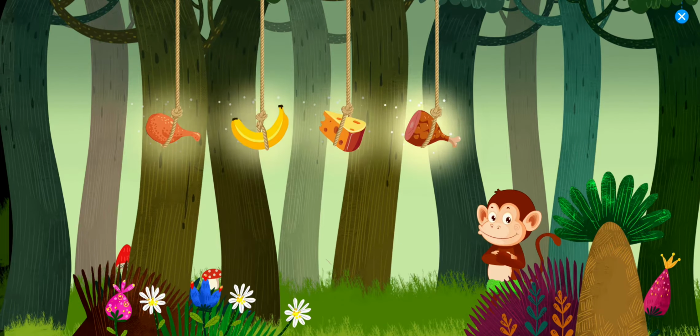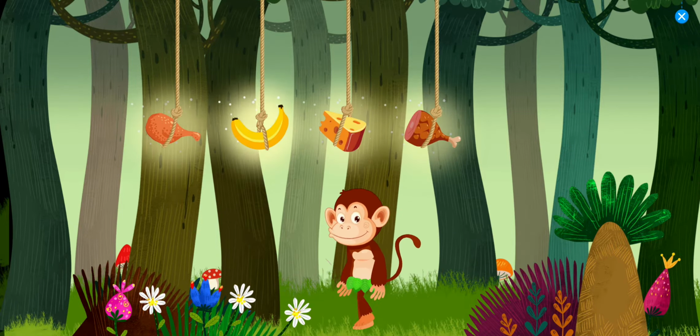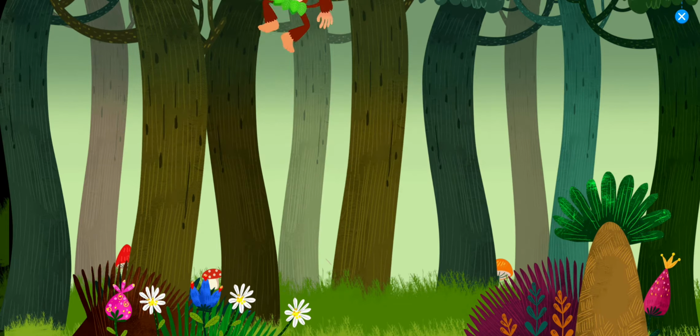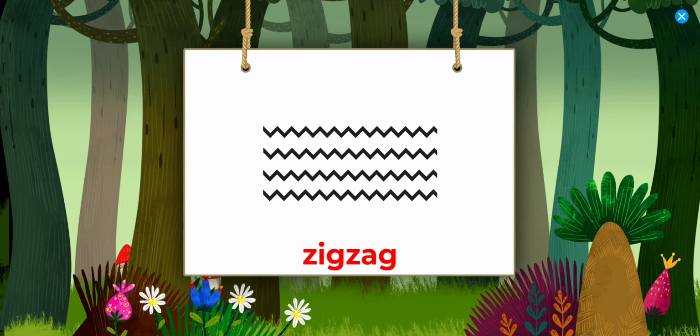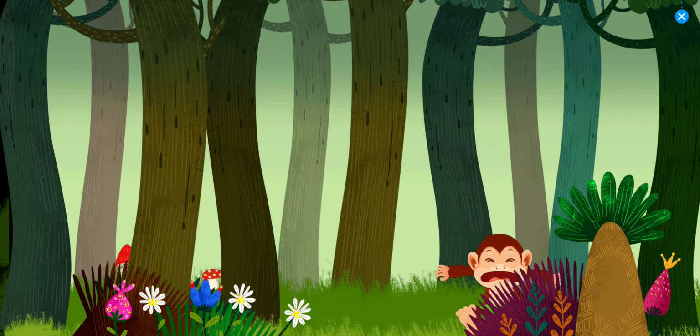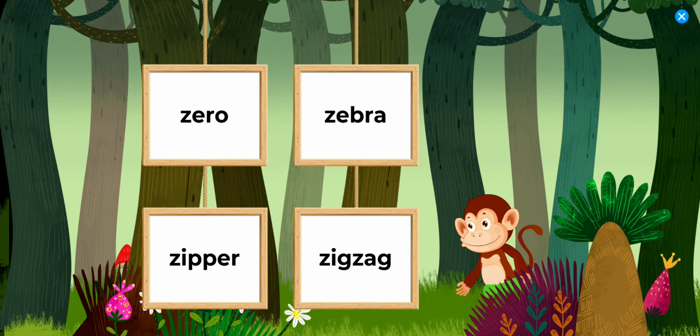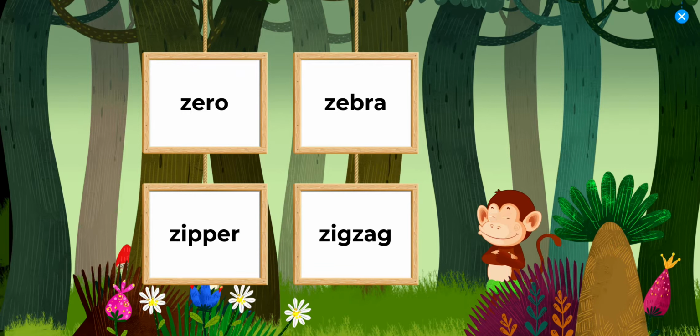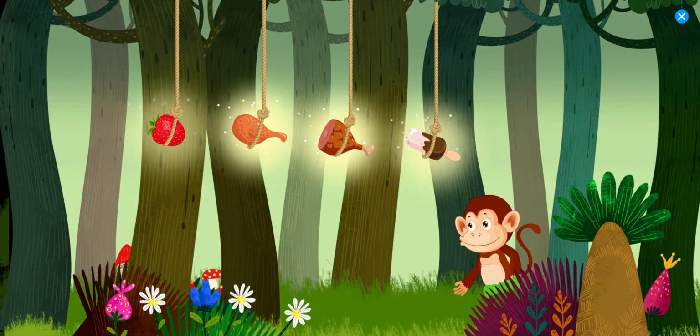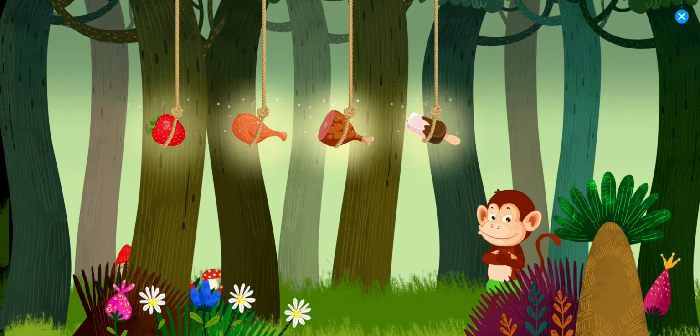Now choose the next food Max likes and learn the next word. Zigzag. Tap on zigzag. Yahoo! Can you pick out zigzag? Yahoo! Now choose the next food Max likes and learn the next word.